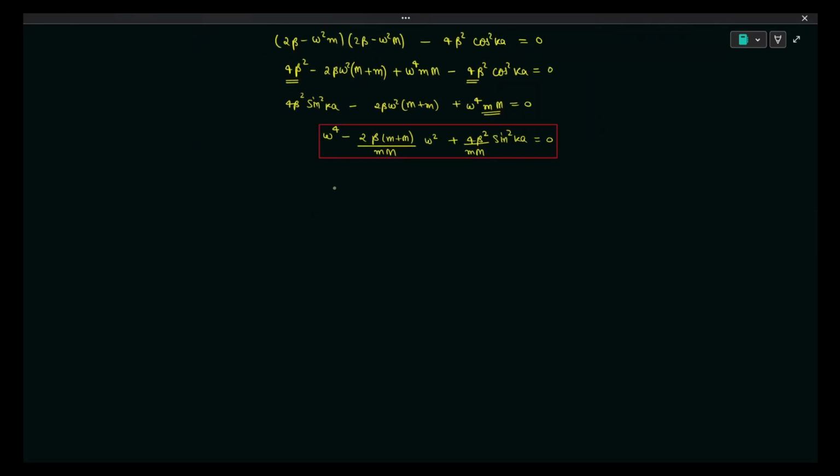So this becomes the quadratic equation in omega square, and there will be two solutions for omega square. They will be omega square equal to beta times (1 divided by small m plus 1 divided by capital M), and then plus or minus beta times the square root of ((1 divided by small m plus 1 divided by capital M) whole square minus 4 sine square Ka divided by small m and capital M). So this is the solution for frequency.